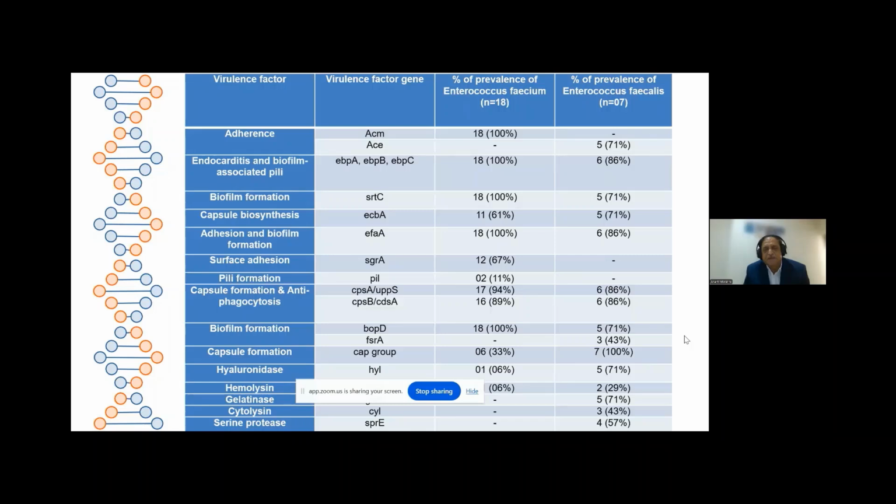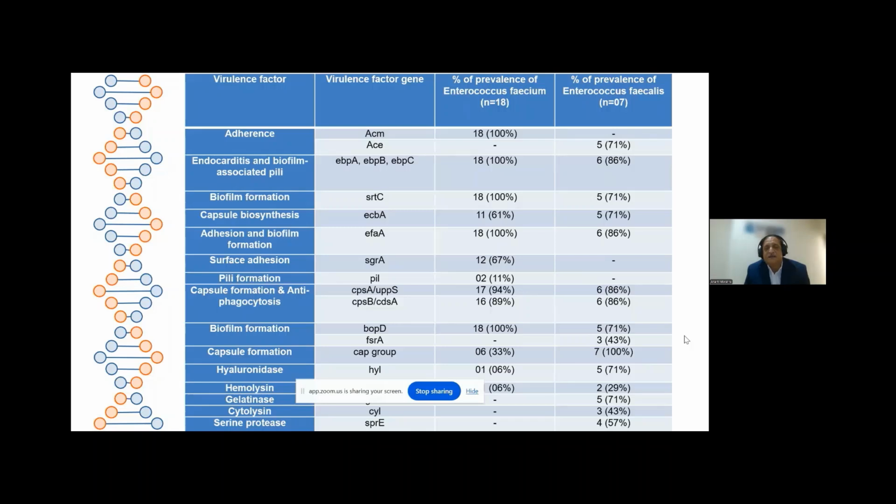Pili formation, like pilA, was found in 2 isolates of Enterococcus faecium, but was not found in Enterococcus faecalis. Capsule formation and antiphagocytosis gene virulence factors like CPS-A, UPP-A, CPS-B and CPS-A were found in most of the isolates of faecium and almost 86% of Enterococcus faecalis. Biofilm formation genes like BOPD and FSR were found in all isolates of faecium and almost 71% of faecalis.